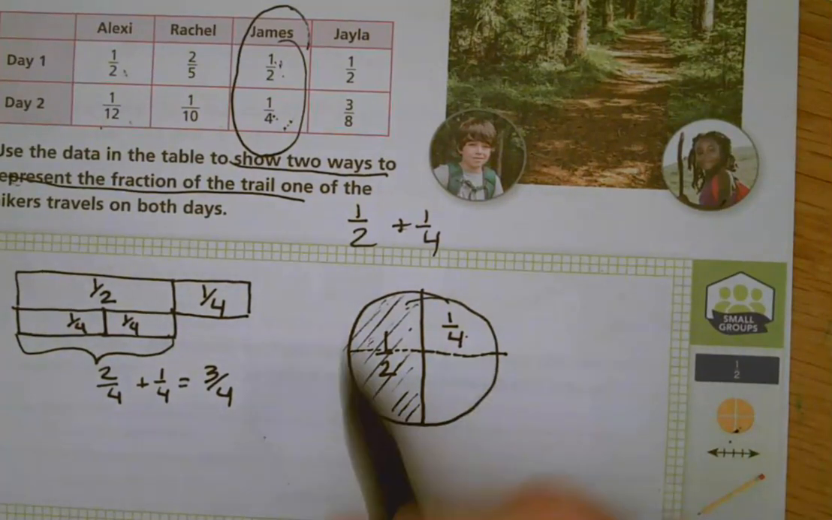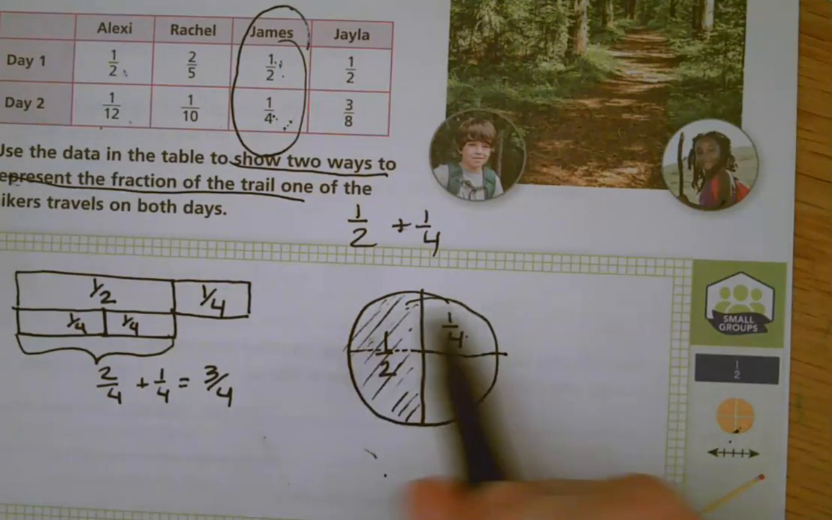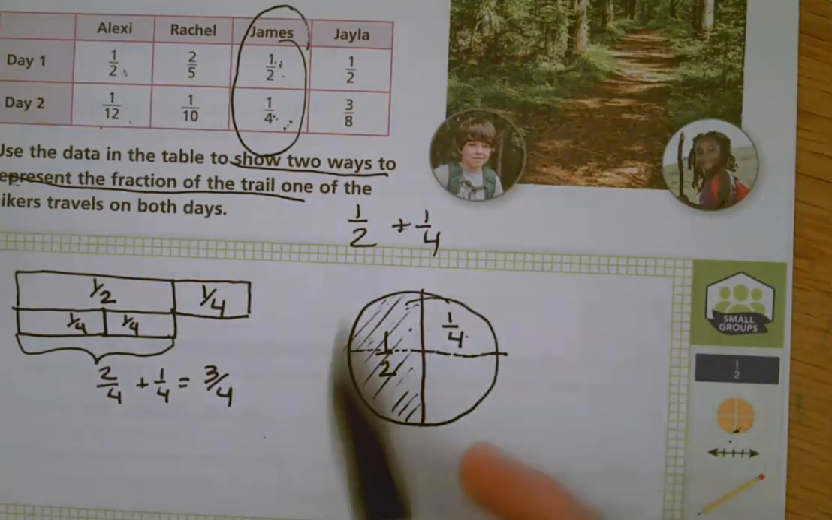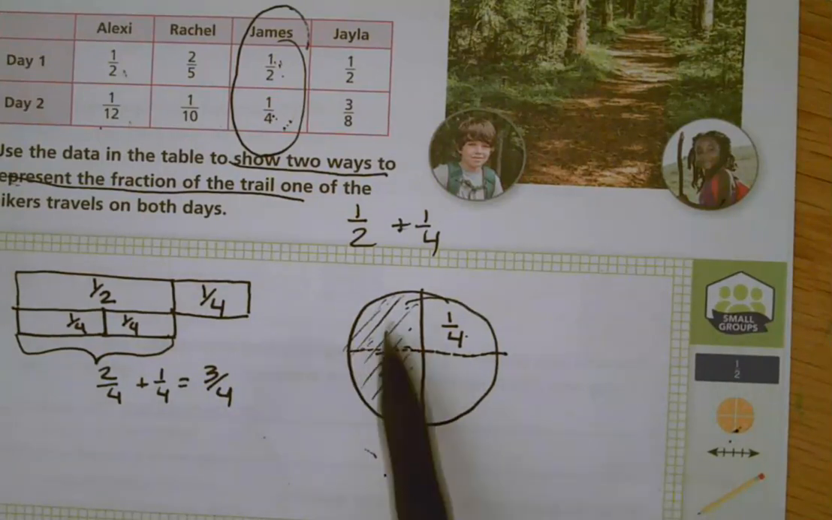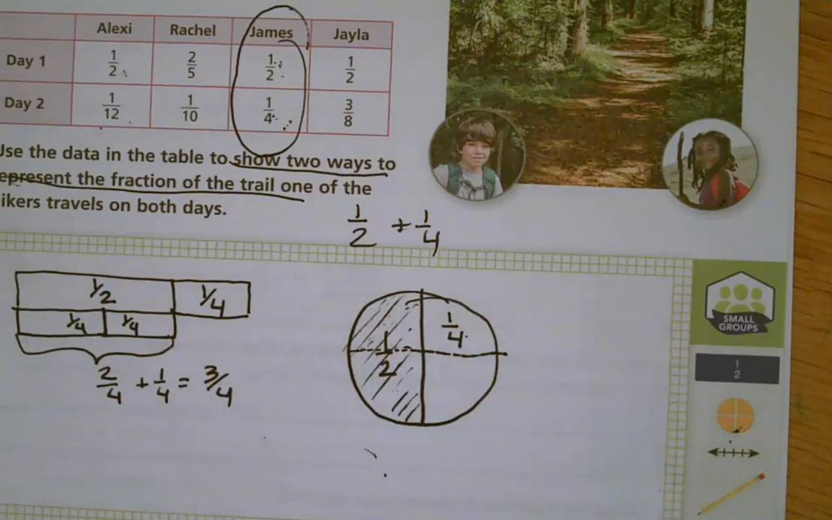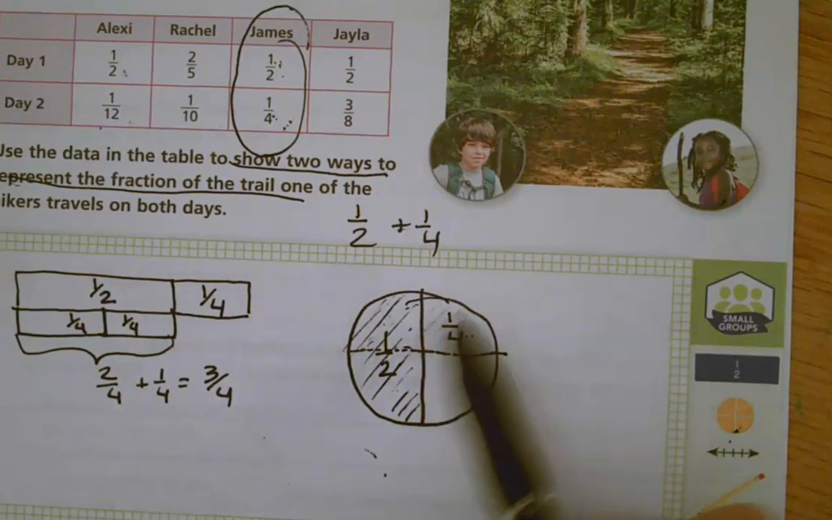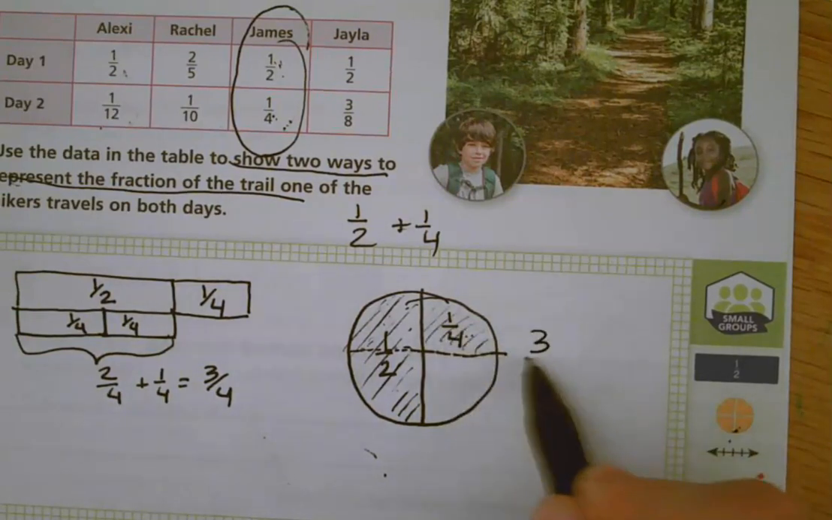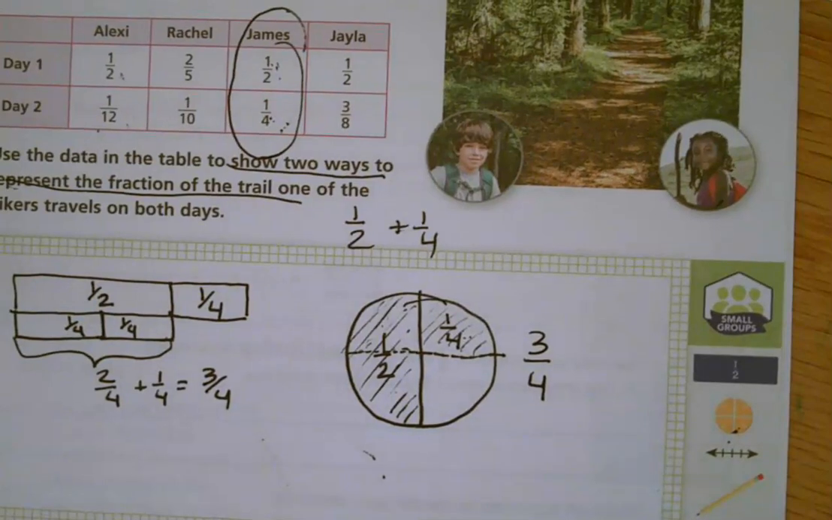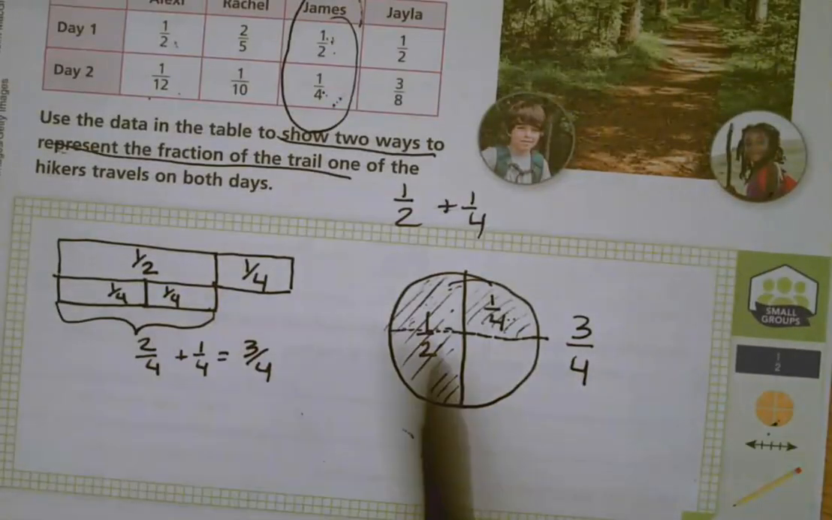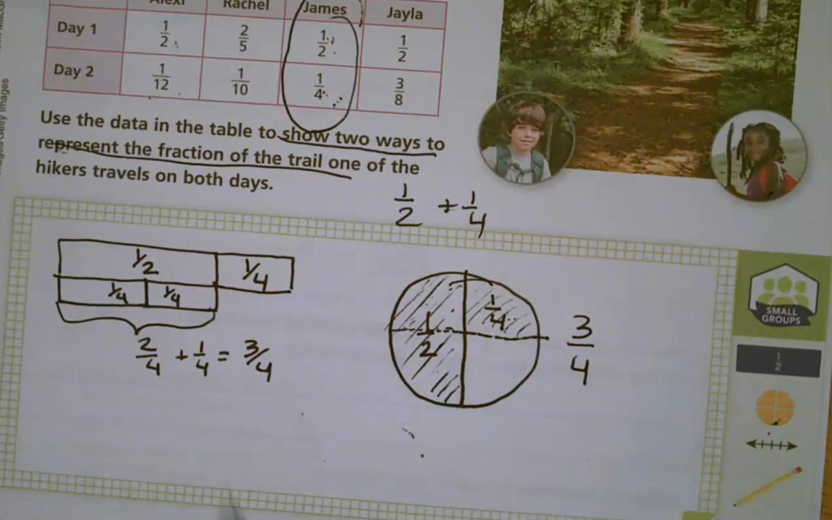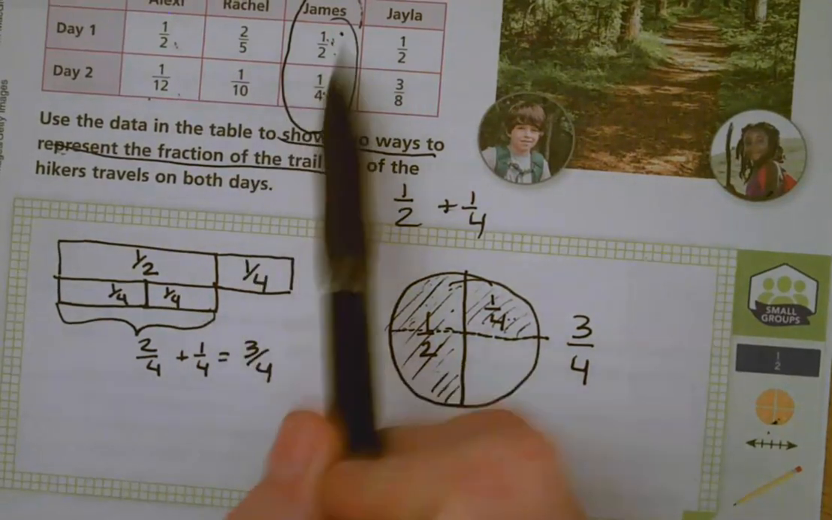So I want to know how much this is altogether. Well, I sort of gave it away when I put those lines there. I can see that 1/2 is the same as 1/4 and 1/4. With this on it, I can see it's 3/4. Or I can also say, in this circle, if you have that much of it shaded in, that's going to equal 3/4. Okay, so we have two different models that show how I can combine 1/2 and 1/4.